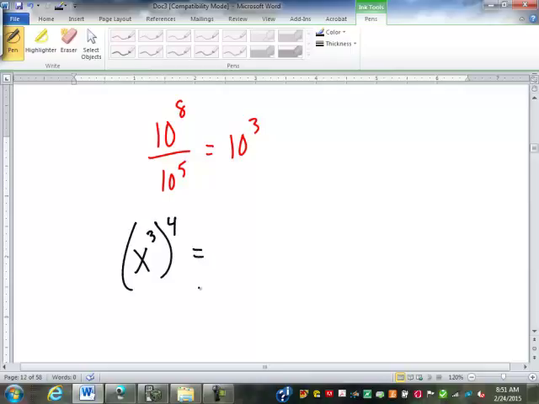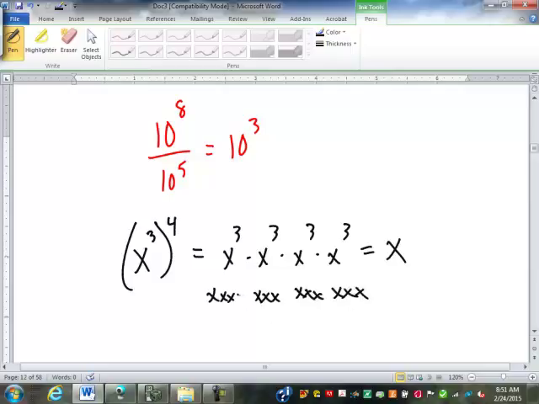What if we have x to the 3rd to the power of 4? What that means is we have 4 x to the 3rds being multiplied together. What's that going to come out to be? This is 3 x's, this is 3 more x's, 3 more x's, and 3 more x's. How many total x's? 12. No, you're adding 3 plus 3 plus 3 plus 3. Remember, you add the powers when you're multiplying. So when you're doing a power of a power, you're multiplying them. 3 times 4 makes 12.